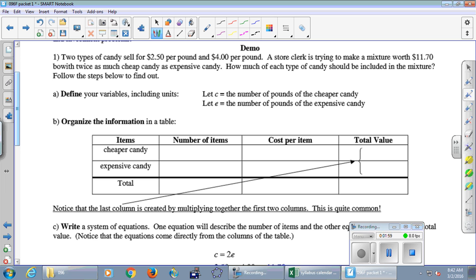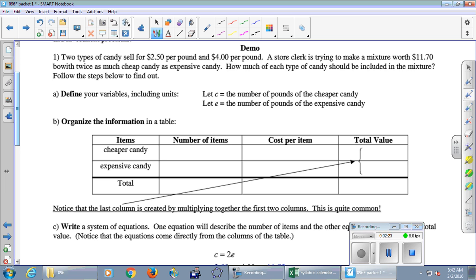2 types of candy sell for $2.50 per pound and $4 per pound. A store clerk is trying to make a mixture worth $11.70. There's a typo there. I don't know what that is. With twice as much cheap candy as expensive candy. All right, $11.70, twice as much of the cheap stuff as the expensive stuff. How much of each type of candy should be included in the mixture?